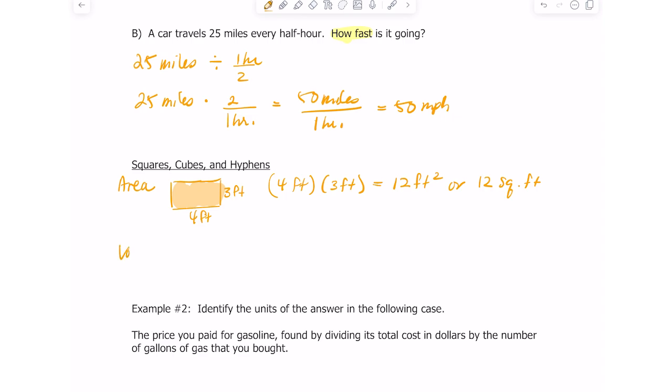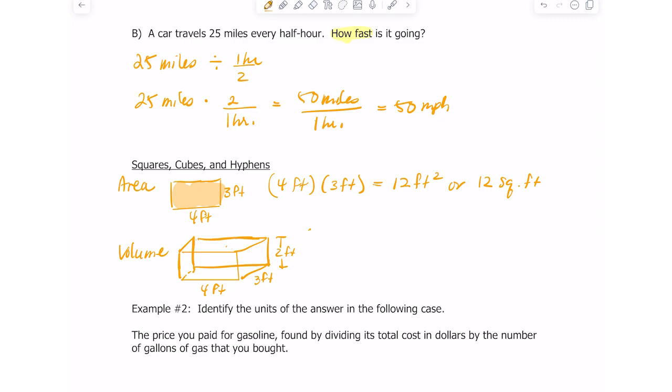Now, when I'm dealing with volume, I could also end up with cubes. So let's take that same rectangle and we'll make a rectangular prism. So we're going to pretend here's our 4 feet for our length, 3 feet for our width, and then we have, let's say, a height of 2 feet. So to find the volume, it's the amount of space inside a 3-dimensional figure. So if that was a box, in other words, like how much could I fit inside that box?